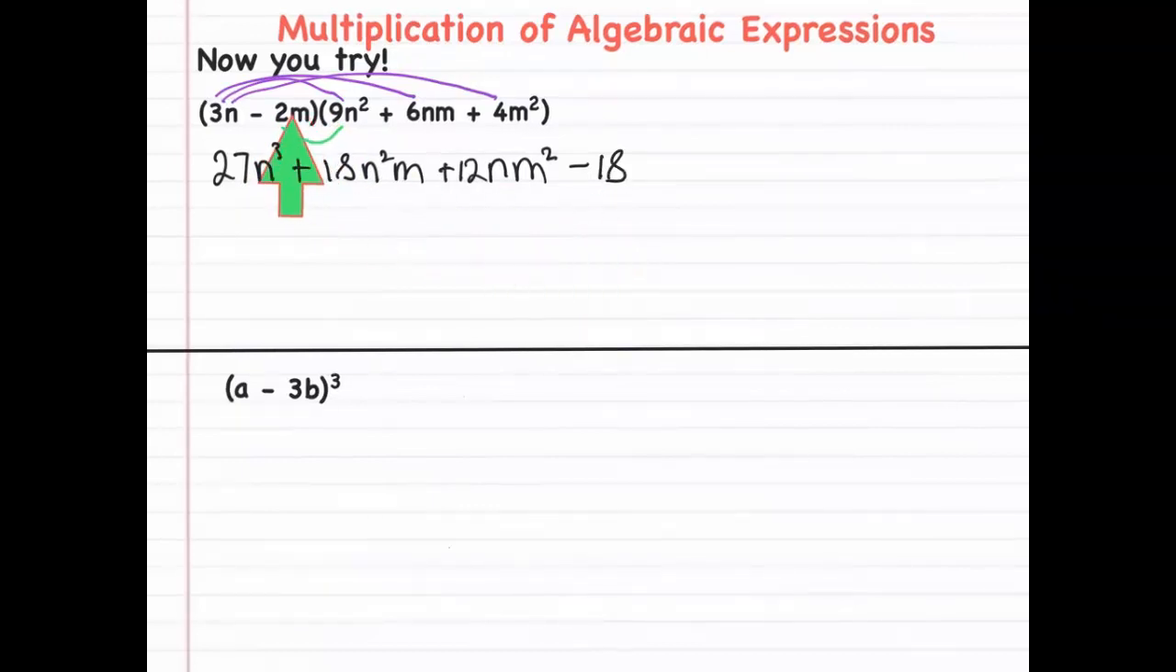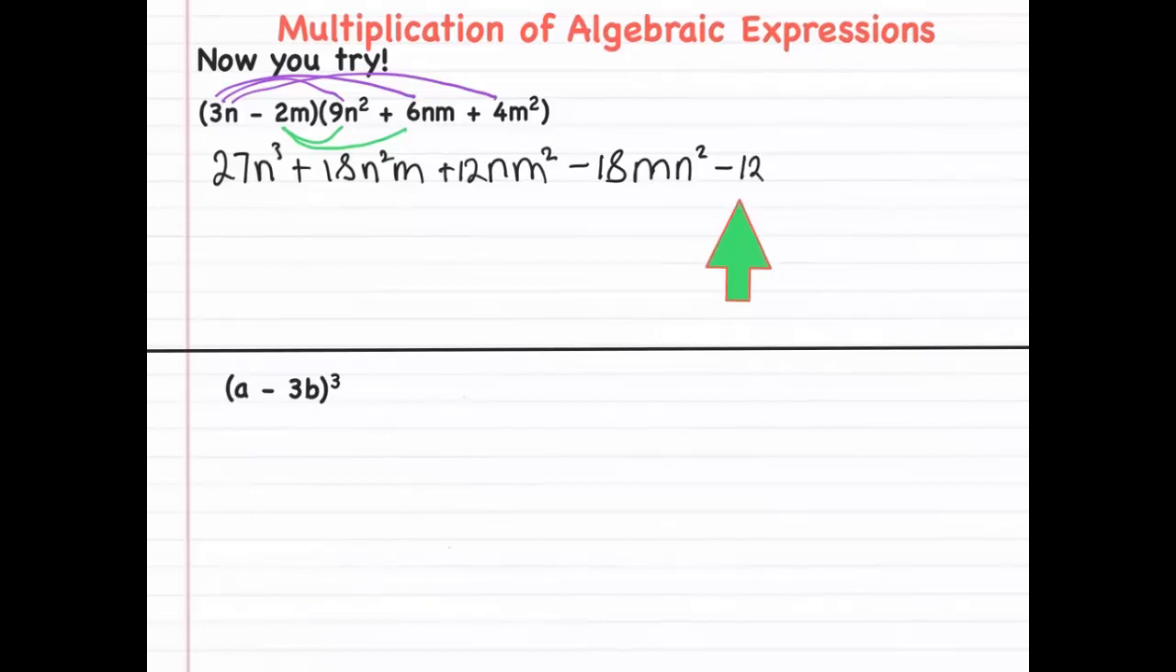And m times n squared, that gives me mn squared. And then we continue to the next one. That will be minus 2m times plus nm. Okay, and a negative with a positive is a negative. And 2 times 6 gives me 12.